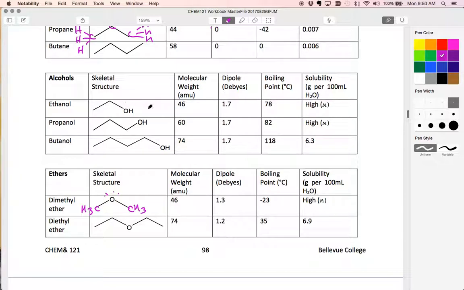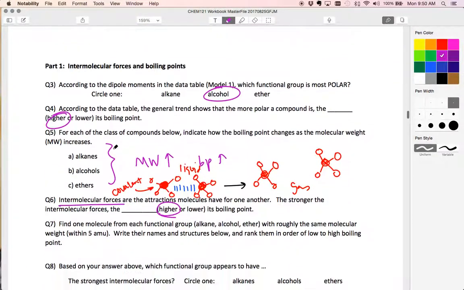So if you take a look up here, for example, it takes only 78 degrees to break a sample of ethanol molecules from each other. So not to break the covalent bonds, but to separate those molecules. Well, for this molecule, it takes 82 degrees. And for this one, it takes 118. So that's telling me that it's going to take more energy to separate butanol molecules from each other than ethanol from each other. So that means butanol might form stronger intermolecular forces.